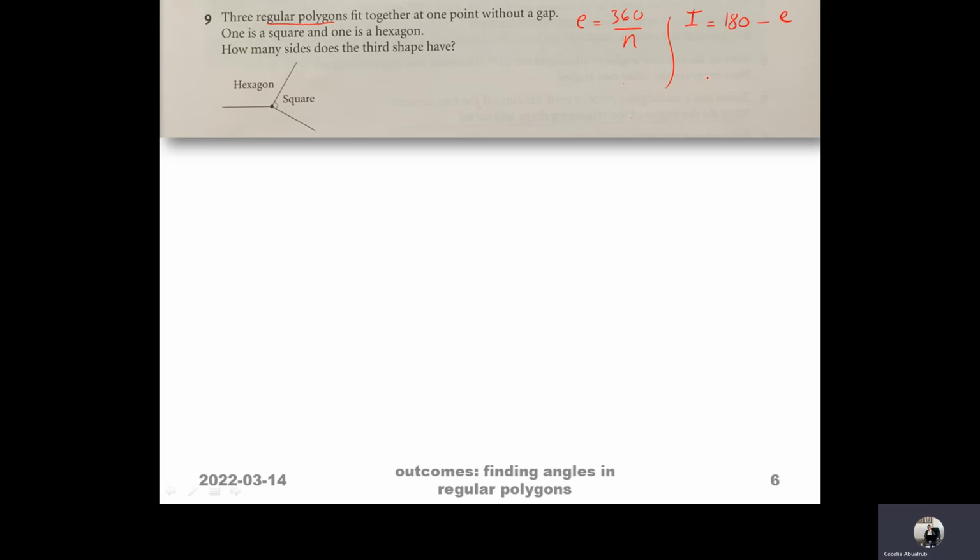Okay, I just want to mention one thing here. Here, the subject is E, right? Can I write the subject as N? If I want to make N the subject, it will be 360 over E. Am I right? If I want to make E the subject here, we're going to say E is equal to 180 minus I. So you can always memorize these two, and you can change this.